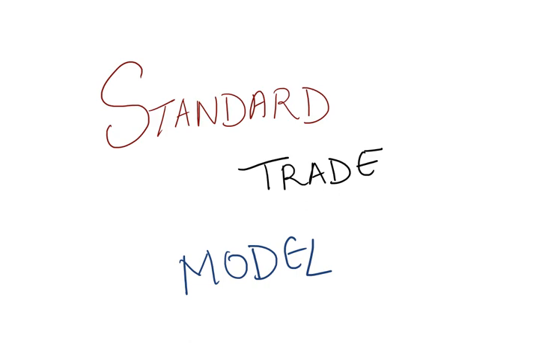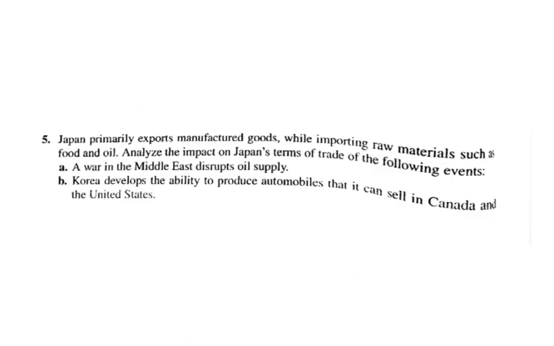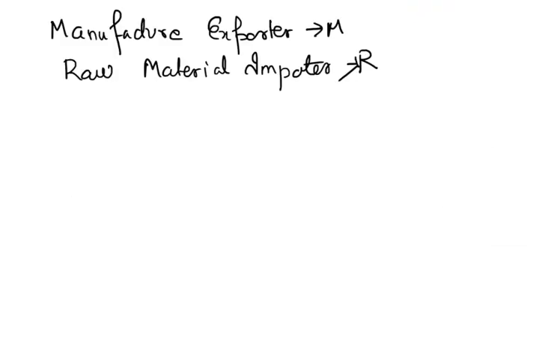Today we will be doing the Standard Trade Model. Japan primarily exports manufactured goods while importing raw materials such as food and oil. We are to analyze the impact on Japan's TOT, or terms of trade, of the following events. Let us deal with it case by case. First, a war in the Middle East disrupts oil supply. Let us see what the answer will be.